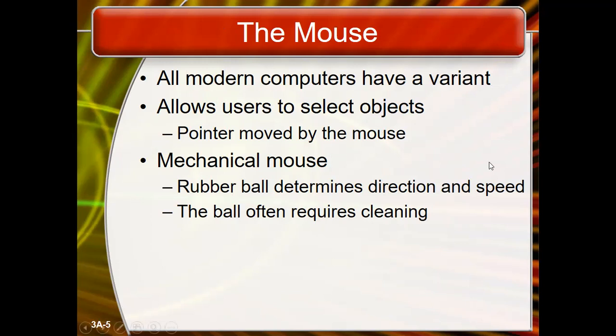And then the other thing is that we have to also understand that there are different types of mouses, all right? Mechanically, this mouse, known as a mechanical mouse, usually has a rubber ball, okay? That determines the direction and speed of the pointer, all right? Now, this pointer in a computer system that moves by virtue of you moving a mouse is something known as a cursor, all right? The direction and speed of a cursor in a mechanical mouse are controlled by a rubber ball.